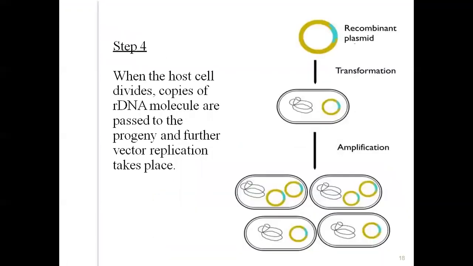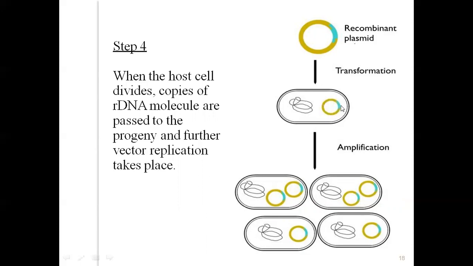Now during step 4, when the host cell divides, copies of the recombinant DNA molecule are passed to the progeny and further vector replication takes place. Here you can see the simple schematic diagram. This is the plasmid vector, and this is your gene of interest. You have ligated, meaning you have cloned. Then via transformation, you have inserted it into the host cell. Here we use E. coli, a very popular host cell.